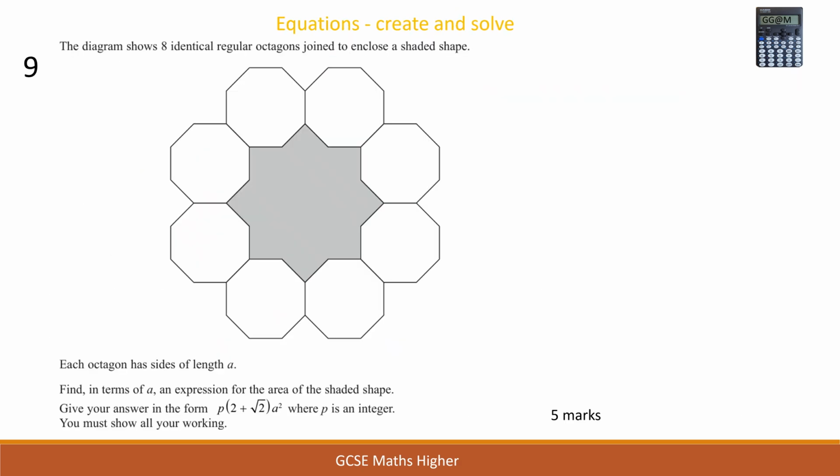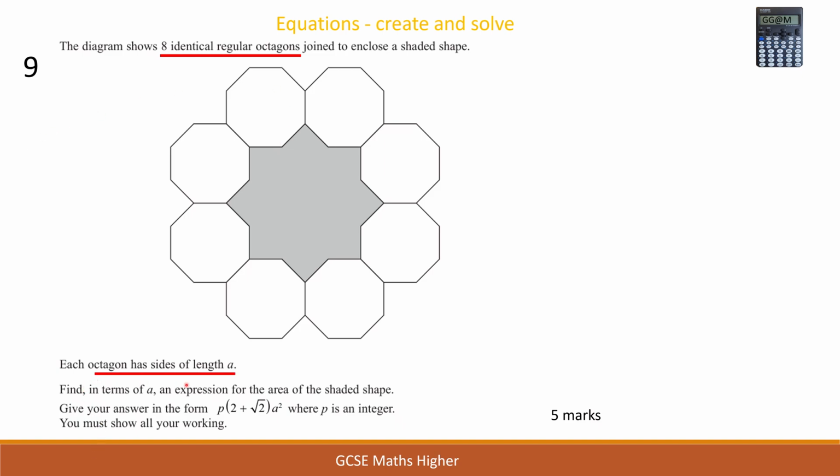This is a question where you've got to create and solve. So it's a tricky question because it's linking together lots of things and it's worth 5 marks. So you're told in the question you have got 8 identical regular octagons. So these octagons that you can see mean they're all exactly the same, which means the size of each length is exactly the same and each angle on each of these octagons are exactly the same.